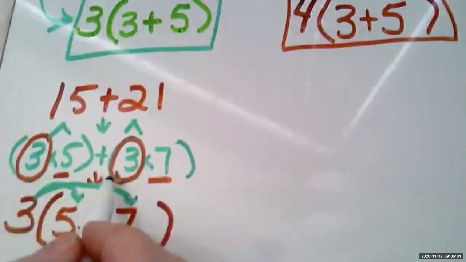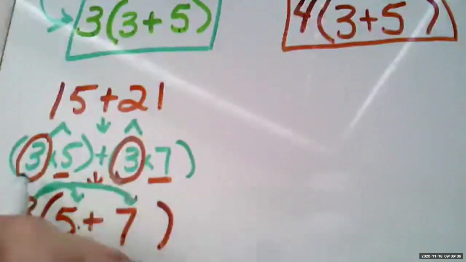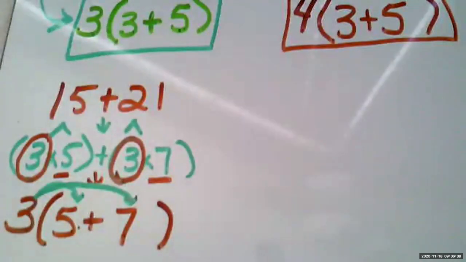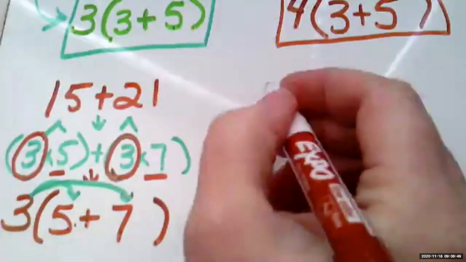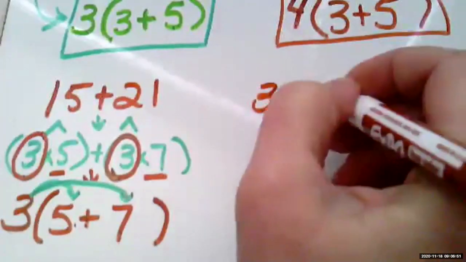I circled it because it's the one they have in common, and 15 and 21 both have a 3 in common. I guess, okay. Yeah, that's okay. It's a heavy lesson on a Wednesday for us, on a windy Wednesday.